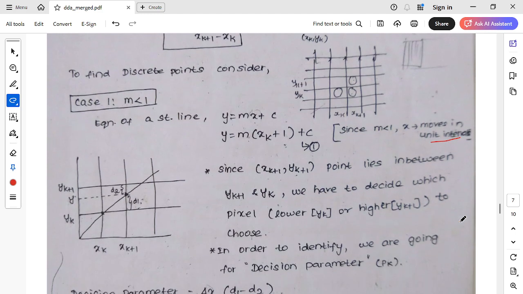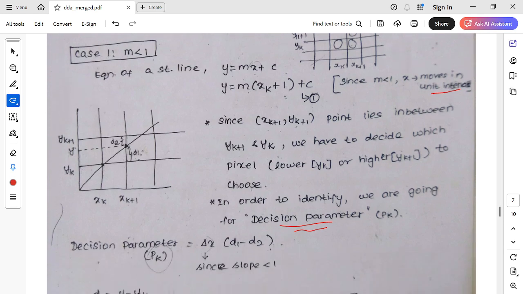You can see this is how the scan line will be. This one is xk plus 1, yk plus 1. Since this point lies in between yk plus 1 and yk, we have to decide which pixel to choose, either the lower pixel or the upper pixel. So in order to identify, we are going for this decision parameter. This particular discrete point lies between yk plus 1 and yk, and you are going to choose whether the upper pixel or lower pixel. For this, you are going for the decision parameter.